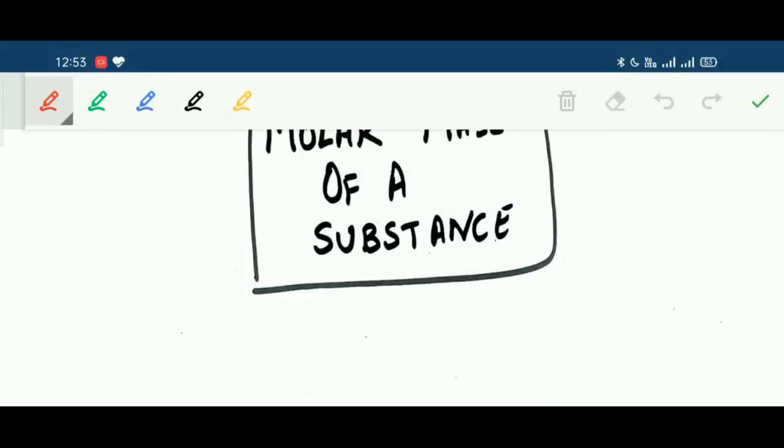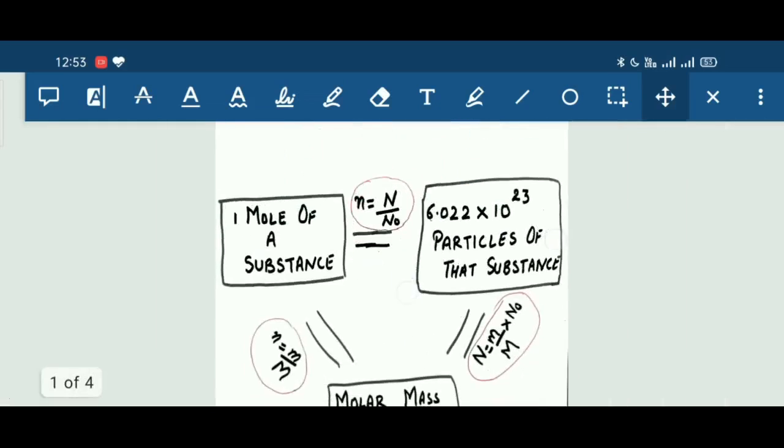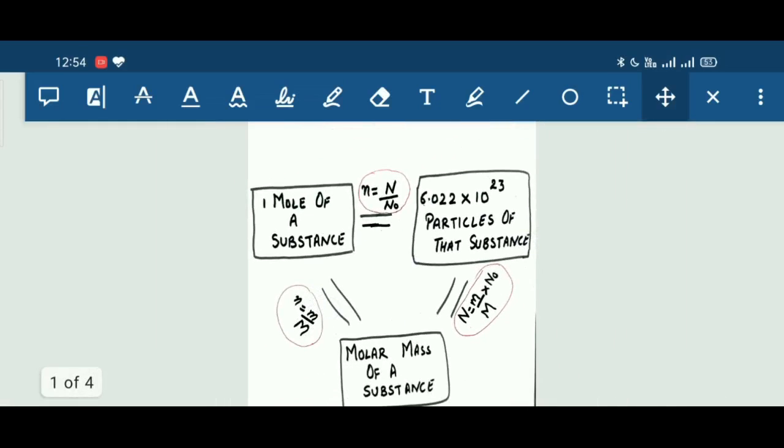Students, many times in mathematics we have studied that if A is equal to B and if A is also equal to C, then that means B and C will also be equal to each other, that is, B is equal to C. Using this relation, now we will establish the final relation between molar mass and the particles of the substance.